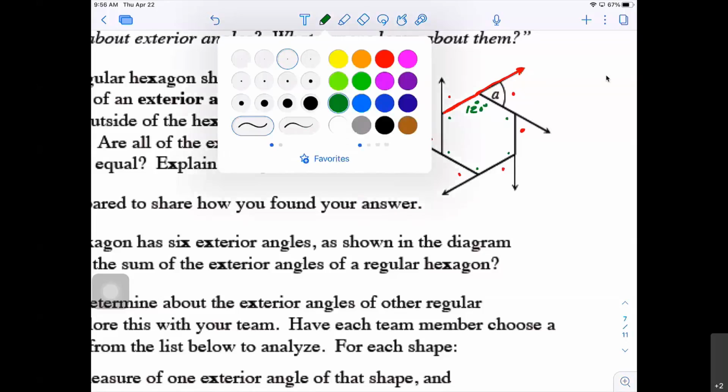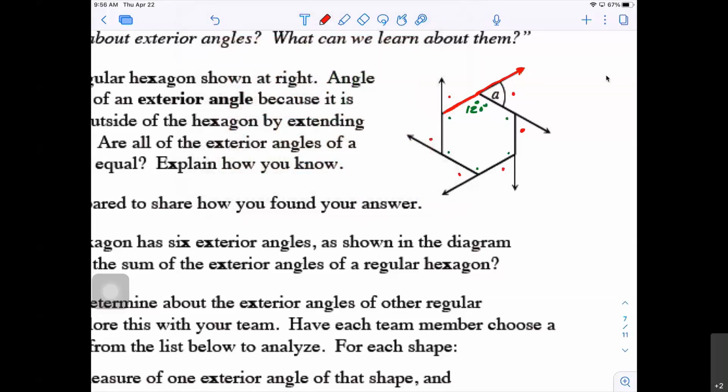Okay, therefore, what's the measure of each exterior angle? Bailey? What is it? 60 degrees. Because the interior and the exterior angles are supplementary to each other. Which then, if we take it one step further, what's the sum of all six of those angles? 360. 360 degrees. Okay, the sum of all six of those exterior angles.